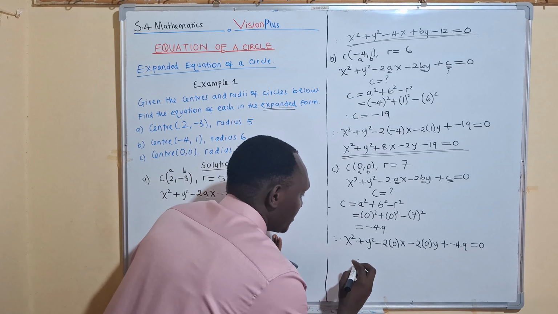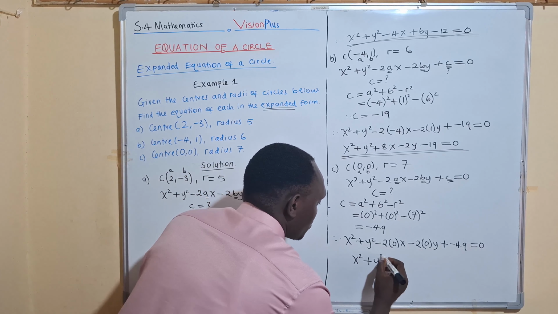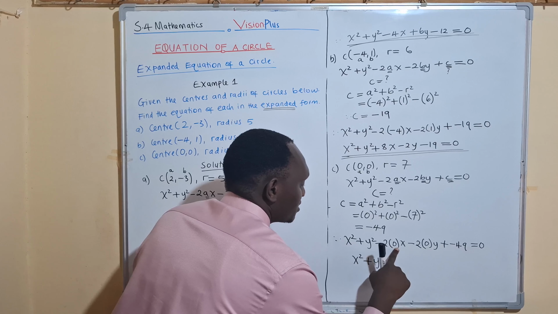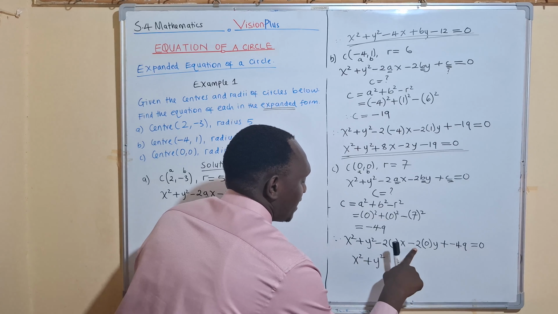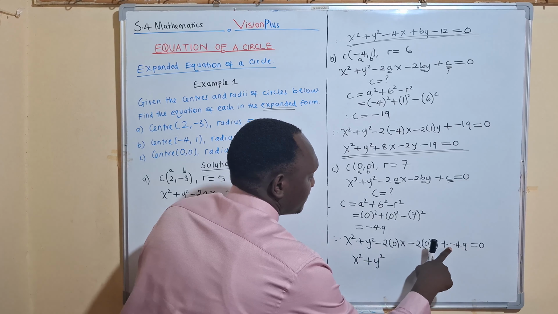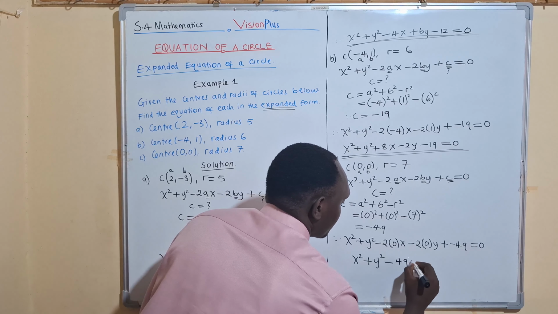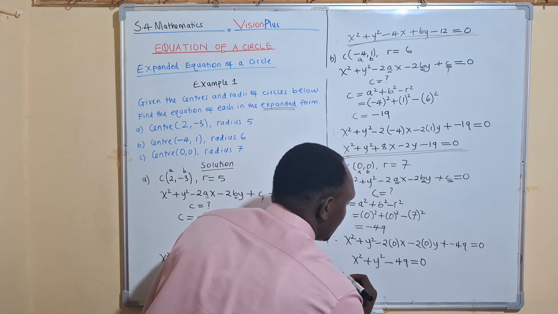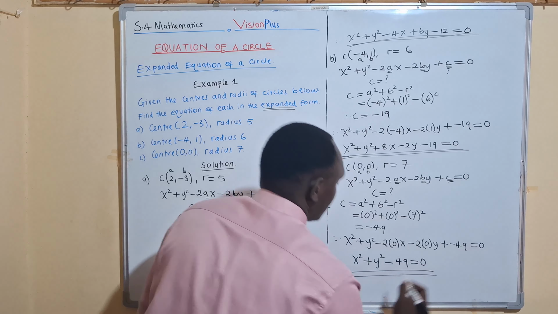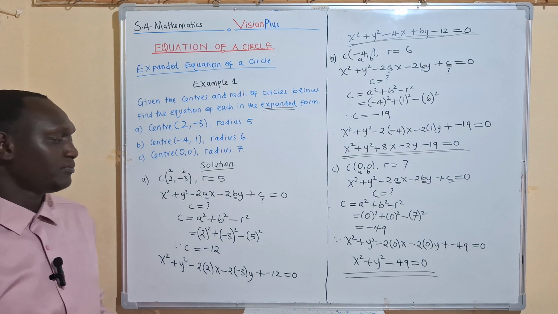You simplify further, giving us here x squared plus y squared. -2 times 0 times x, it is 0. -2 times 0 times y, it is 0. And then negative times positive here, it gives us -49 equals to 0. And this is the answer in the expanded form.